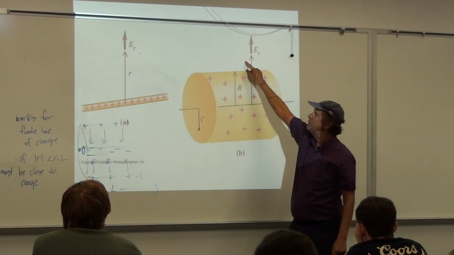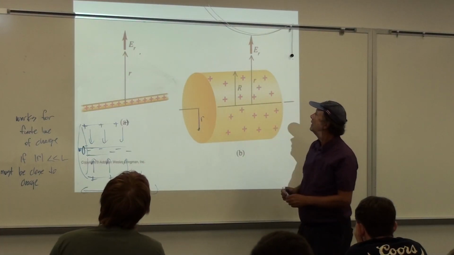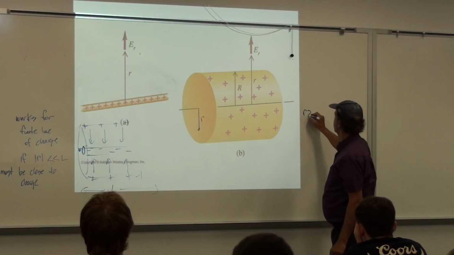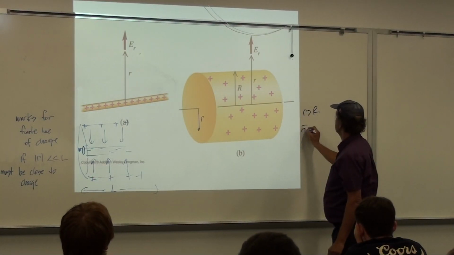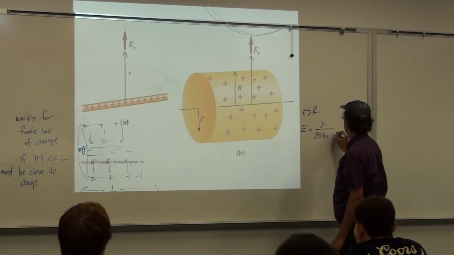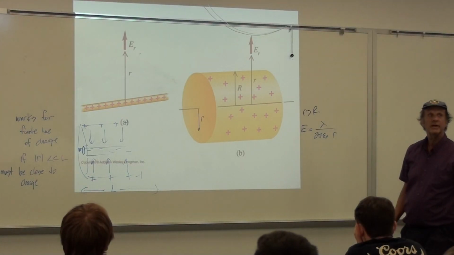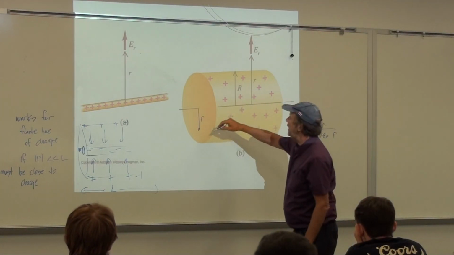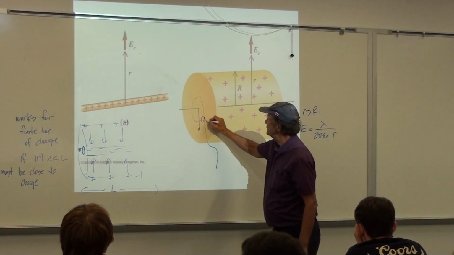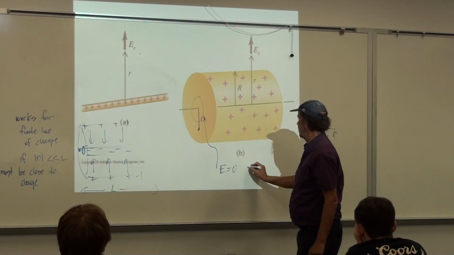It won't, because it has cylindrical symmetry, so the electric field will be just fine as long as R is greater than big R. Then E is still going to be lambda over 2 pi epsilon naught R, just using the same reasoning that we used before. When you're inside, you're not enclosing that charge, though. So inside, the electric field is going to be 0, because there's no charge enclosed.